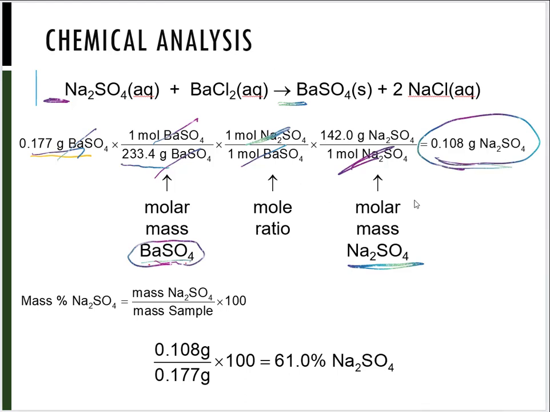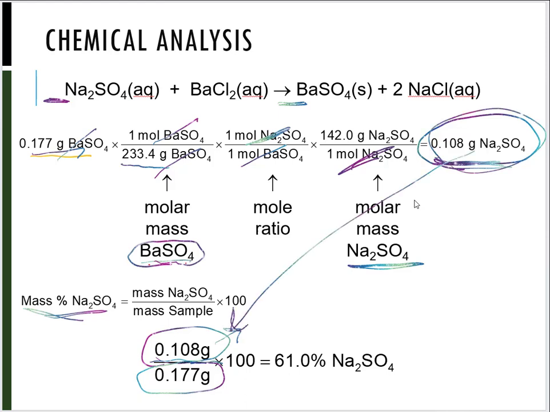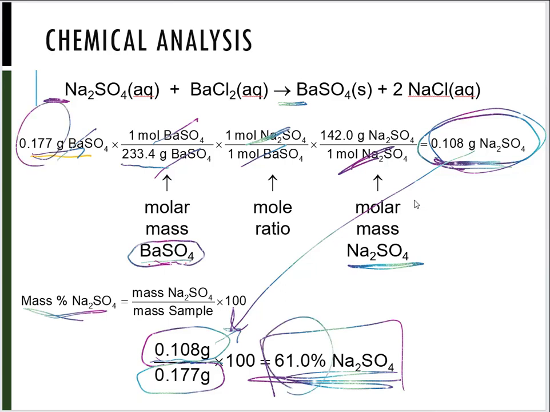So this is telling me that I'm starting with 0.108 grams of sodium sulfate. Therefore, to find the percent of sodium sulfate, I'm going to take that mass and divide it by the mass of the sample. So of that barium sulfate that was collected, the 0.177 grams. 0.108 grams, which is my amount of sodium sulfate, over 0.177 times 100, and we get 61.0% of sodium sulfate in that sample. And again, I started with 3 significant figures, so I'm going to end with 3 significant figures.